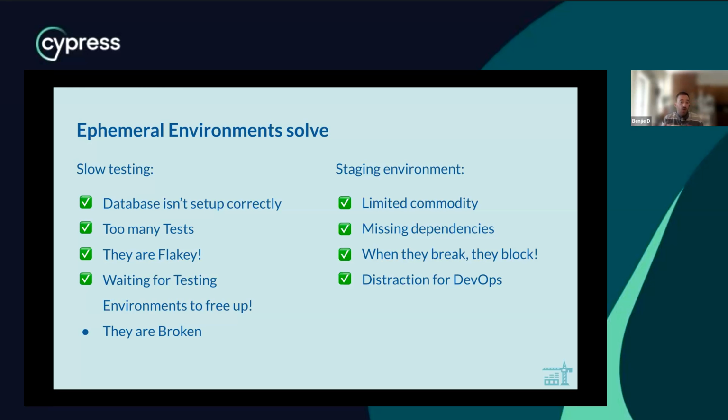And obviously you're not waiting for testing to free up. Broken tests, we can't fix that. We still need you guys to help us with that, but we can identify them a little sooner. And the staging environments, limited commodity, missing dependencies, when they break they block, distraction for DevOps, it solves all those problems. And so again, this methodology, Marissa's going to share how to do this. Very excited to show you that, and excited to take questions on all this stuff in a second.